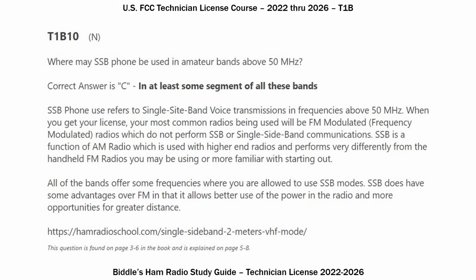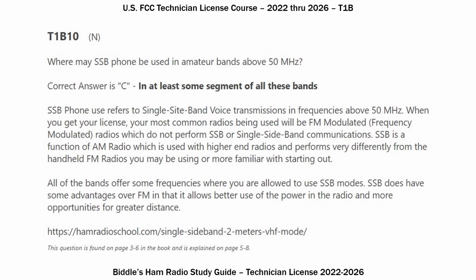So SSB refers to single sideband transmissions in frequencies above 50 megahertz. When you get your license, your most common radios will be FM, or frequency modulated, radios, which do not perform SSB or single sideband communications. SSB is a function of AM radio, which is used with higher end radios and performs very differently from the handheld FM radios you may be using, such as your Baofeng radio or smaller handheld radios. All of the bands offer some frequencies where you're allowed to use SSB modes.